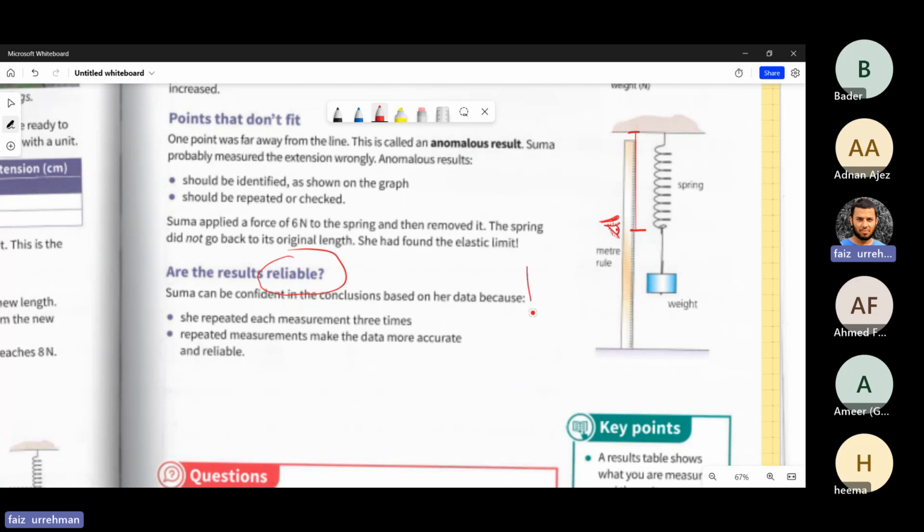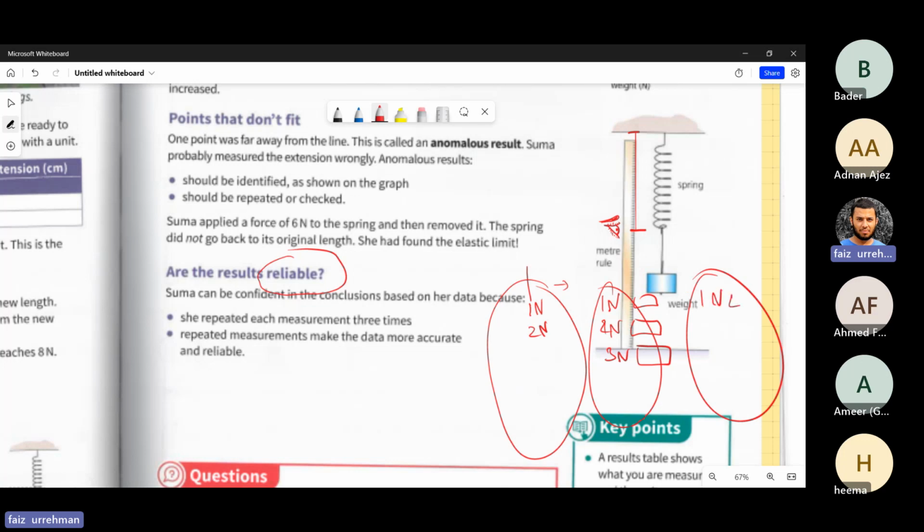She hangs 1 Newton and takes the distance. Then she takes 2 Newton's distance. Then after completing the experiment, she again does 1 Newton, this centimeter, 2 Newton, this centimeter, 3 Newton, this centimeter extension. Then she did it one more time. Okay. 1 Newton, this measurement, 2 Newton, this measurement. Then 1 Newton has how many values? 1 here, 1 here, 1 here. What is she going to do? She will check the most accurate one of them, and she will choose it.